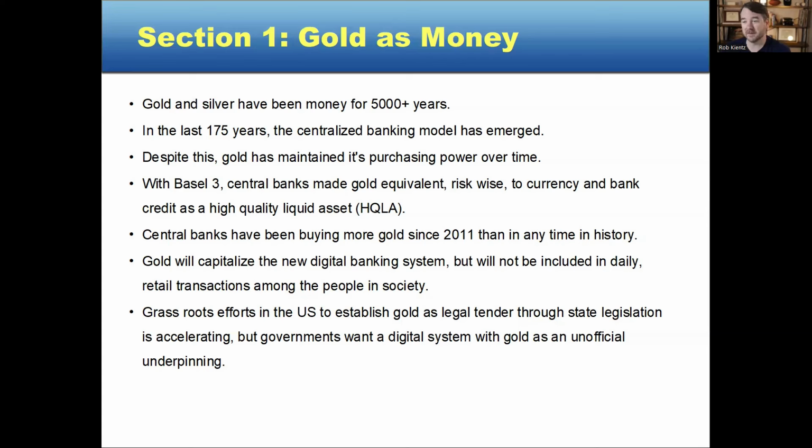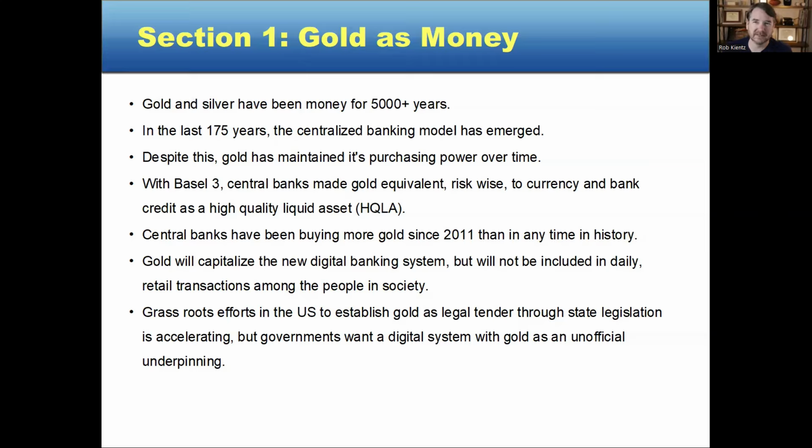Now, in the last 175 years or so, the Western world, now all of the world, has moved to primarily a central banking model in which we have some sort of fiat paper currency that's traded against each other in a basket, like the DXY. And it's more indicative of currency and economic flows.